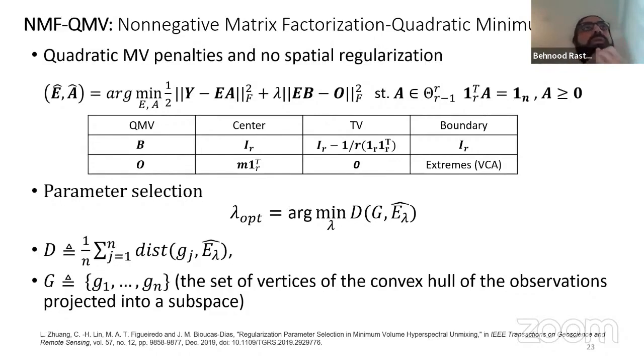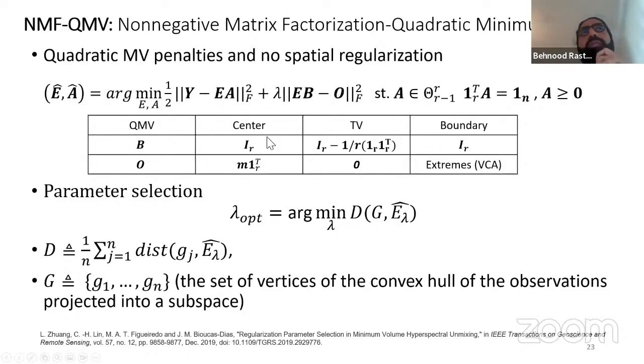Okay, so we move on. Non-negative matrix factorization, quadratic minimum volume. In this paper, regularization parameter selection and minimum volume hyperspectral mixing, they have two major contributions. They propose a general form for three different quadratic minimum volume penalties: center and TB that we already discussed, and another one which is also boundary. And this is the general form, as you see here.